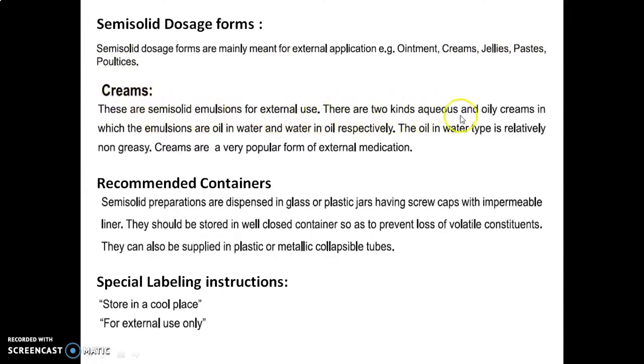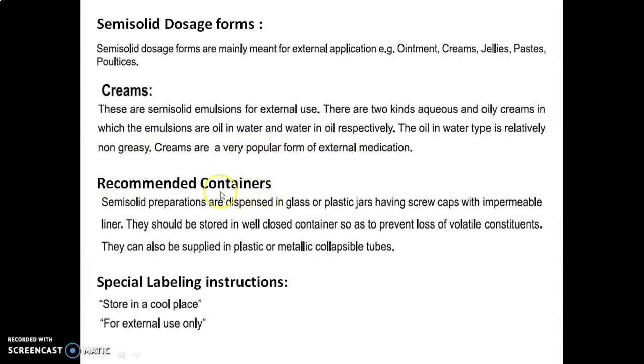There are two kinds, aqueous and oily creams, in which the emulsions are oil in water and water in oil respectively. The oil in water type is relatively non-greasy. Creams are a very popular form of external medication.